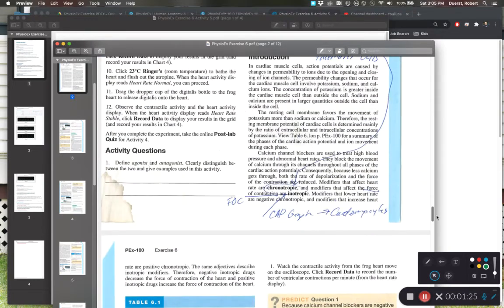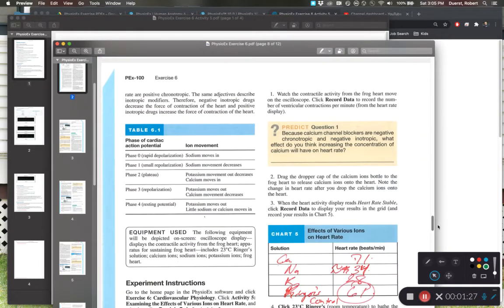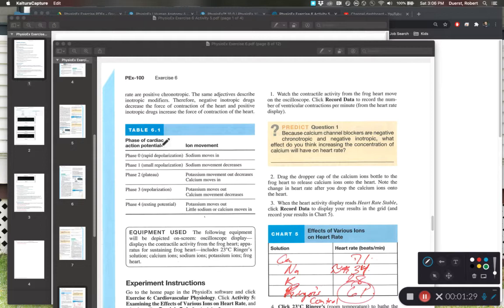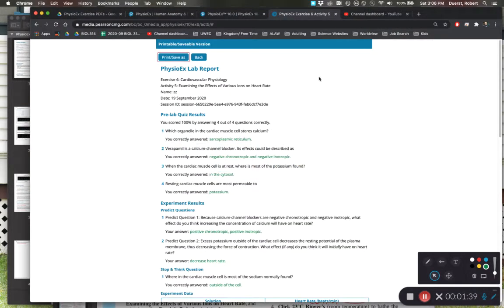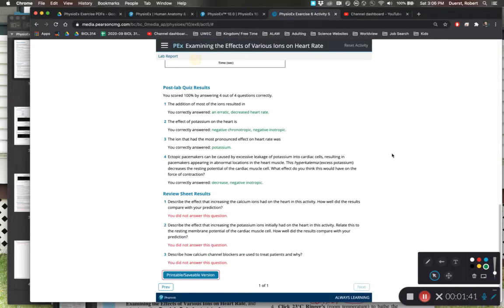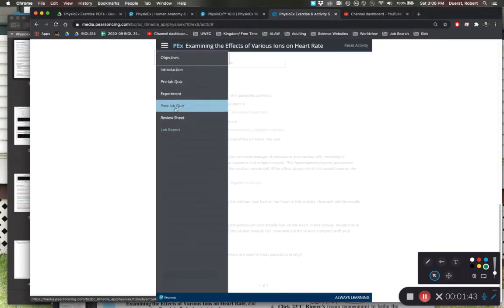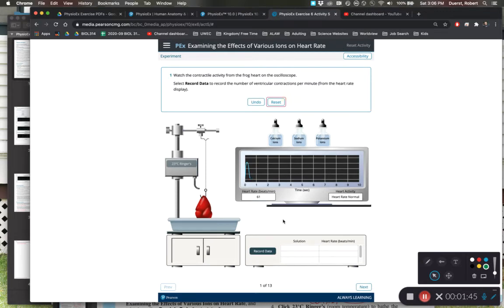So, for activity number 5, you are working with some chemical modifiers. Here are the phases of the cardiac action potential that correspond to our CAP graph. And during the activity, you had this experimental setup. So you had a frog heart that was beating, and you had different ions that you could drip on the frog heart and then record the changes in the heart rate.